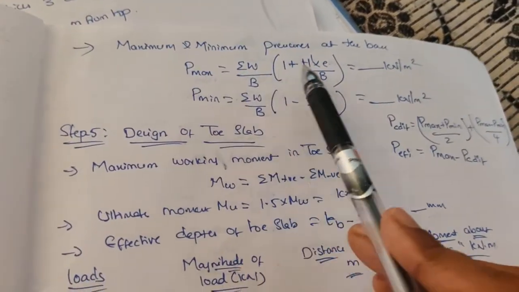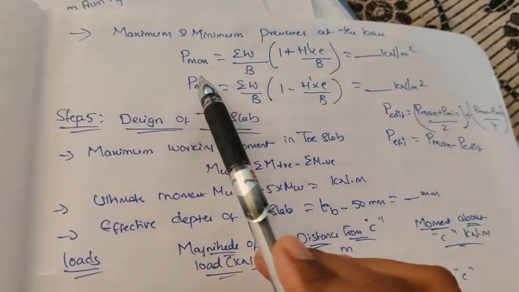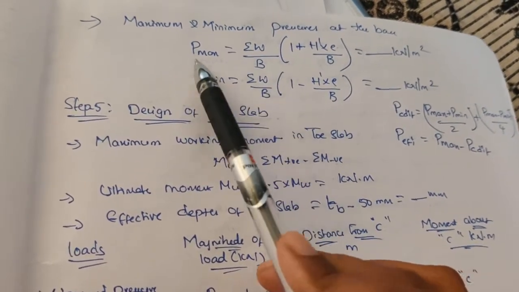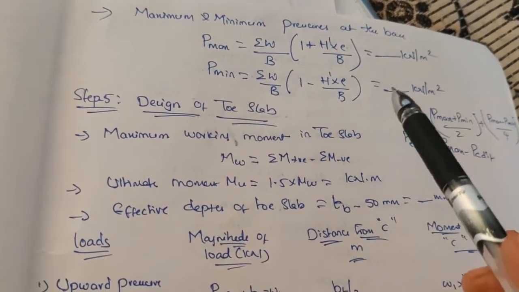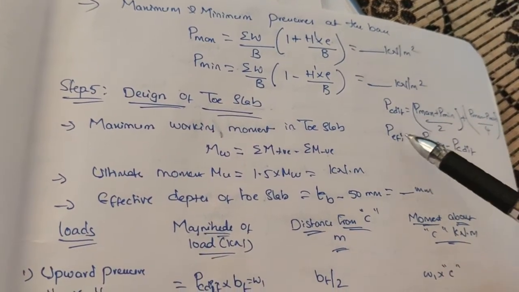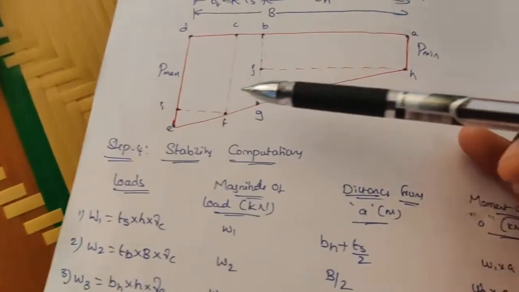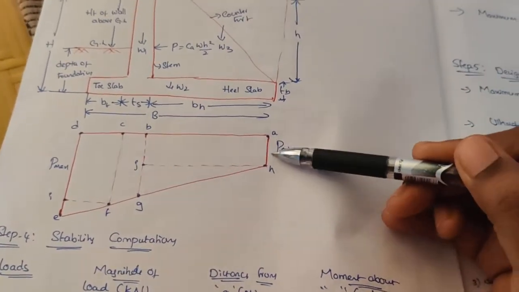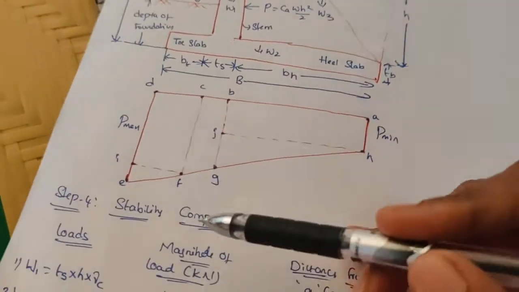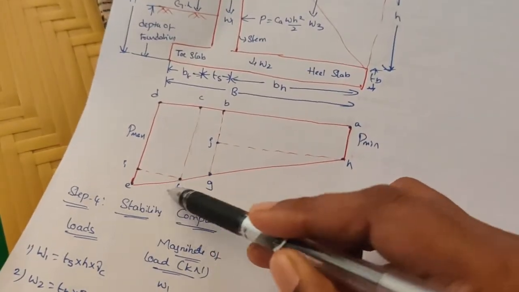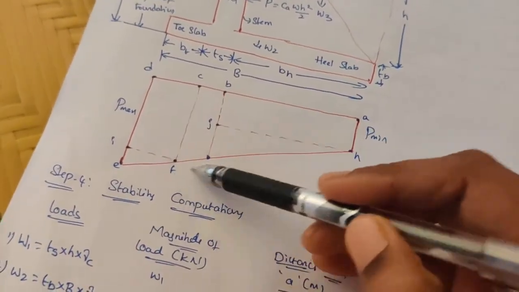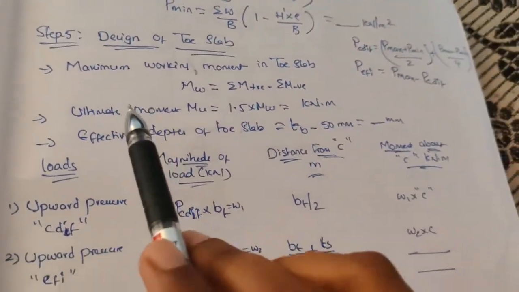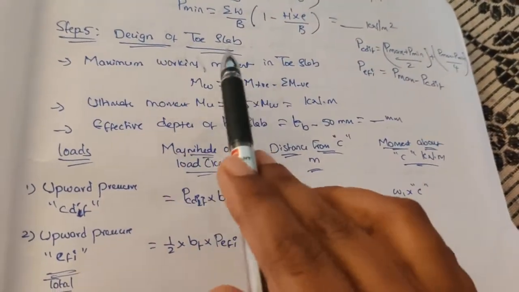And the maximum and minimum pressures at the base point. So the P maximum and P minimum formulas are there, active and passive earth pressures depending on the upward diagrams. P maximum will act at the toe projection, and P minimum will be acting at the heel slab. If you want these values, you will use these formulas to get them. So the next step is the design of the toe slab.